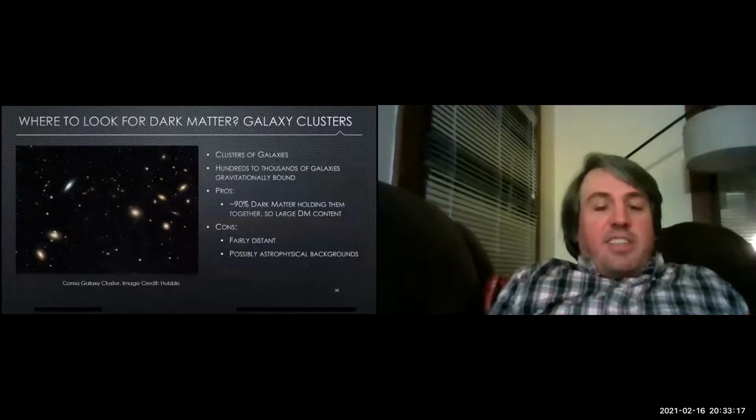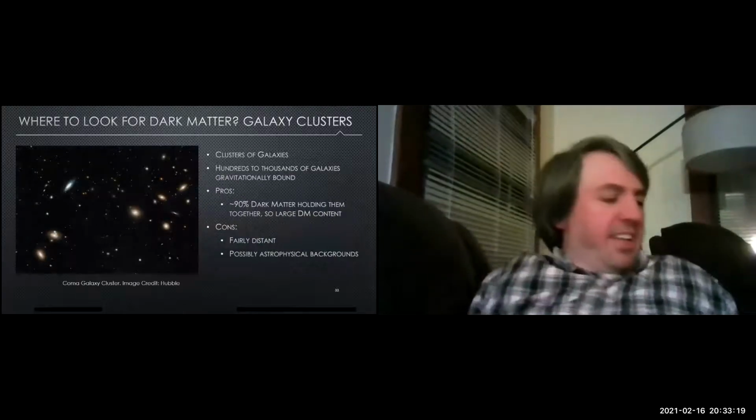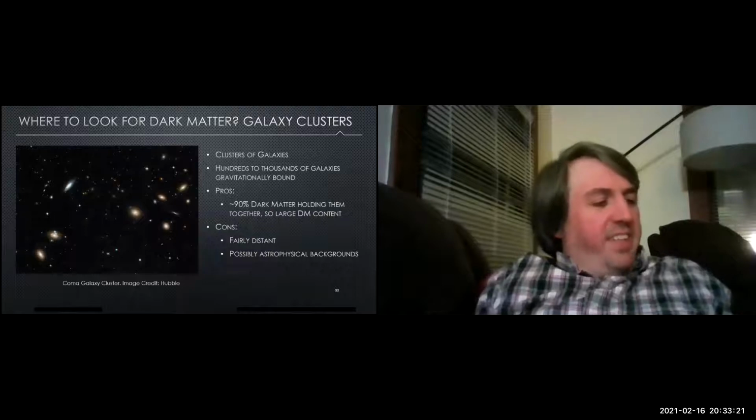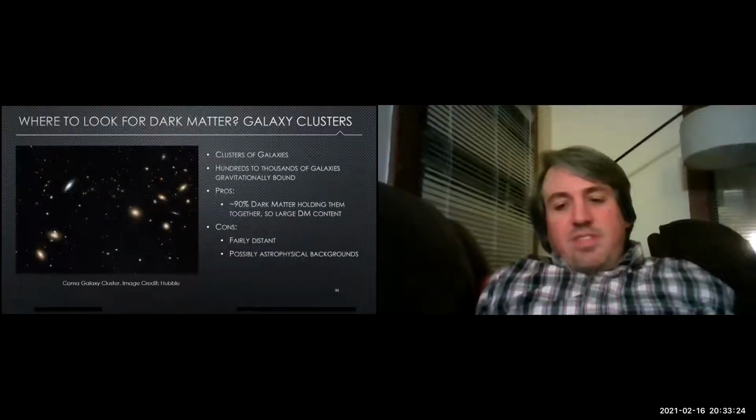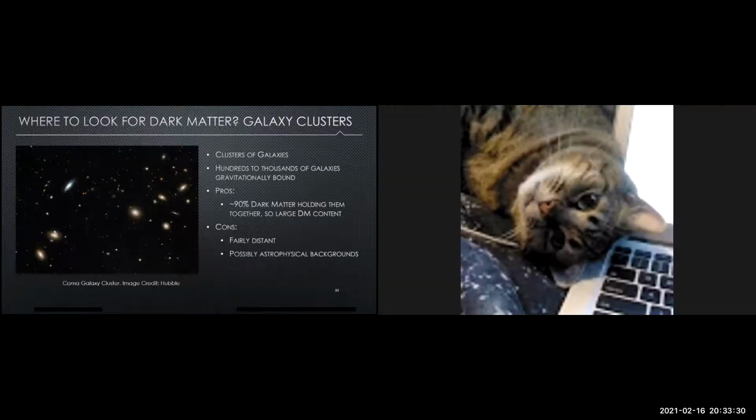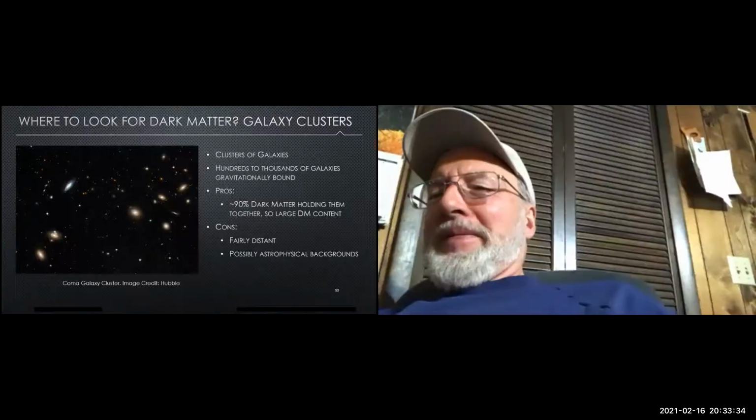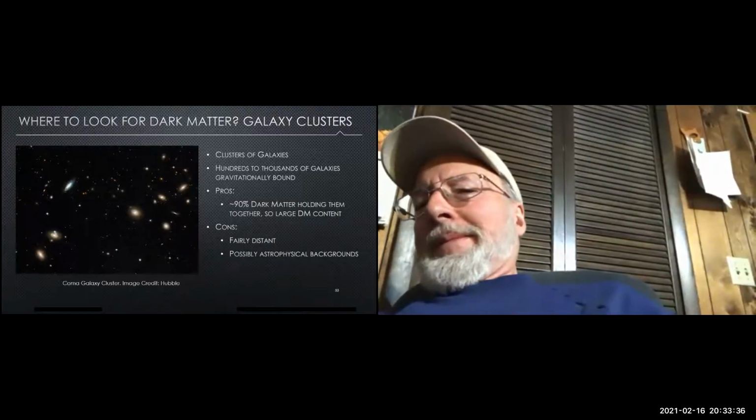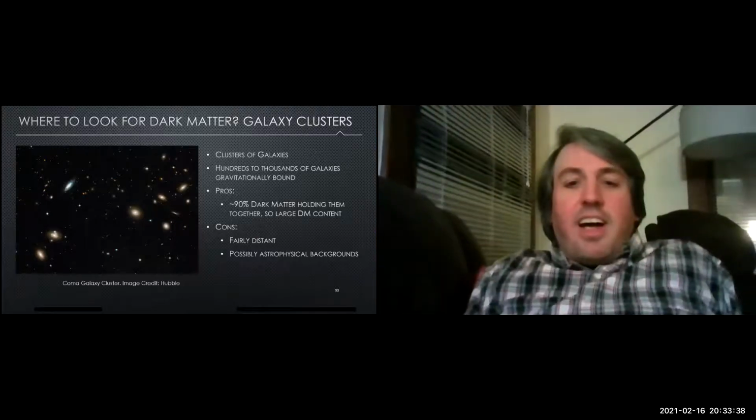So galaxy clusters, I'm not going to talk about this in too much detail, especially since I think I'm running out of time. Sarah, Julie, how am I doing? Can I keep going, or should I just wrap it up? Yeah, you can keep going. Don't worry about it. Okay, thanks. I guess if you get bored, you can just mute me or something.